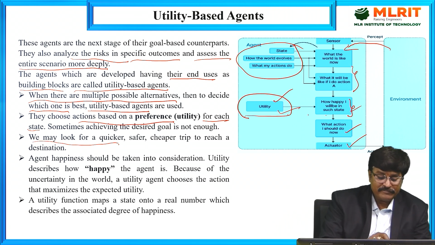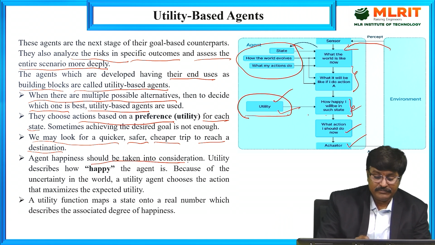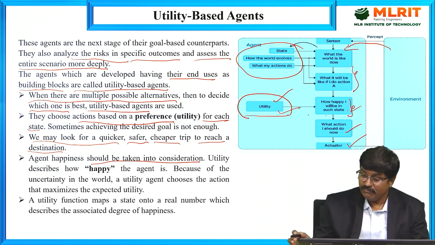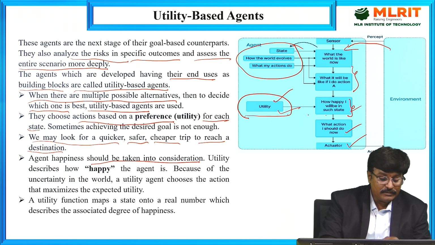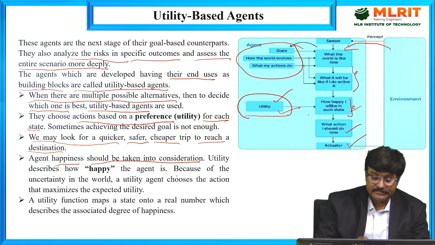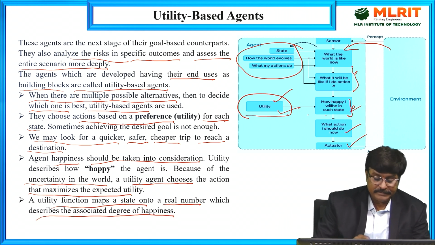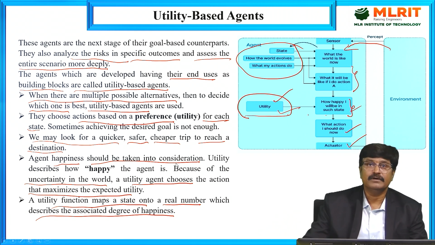So we may look for a quicker, safer, cheaper trip to reach a destination. That is the main intention in this utility-based agent. Agent happiness should be taken into consideration, because whether it is the right decision or not, if I am taking a decision, am I reaching the goal very fast or not, like this. Agent happiness is important in this case because of the uncertainty in the world. A utility agent chooses the action that maximizes the expected utility. Utility function maps the state onto a real number which describes the associated degree of happiness, how much degree of happiness it is showing.